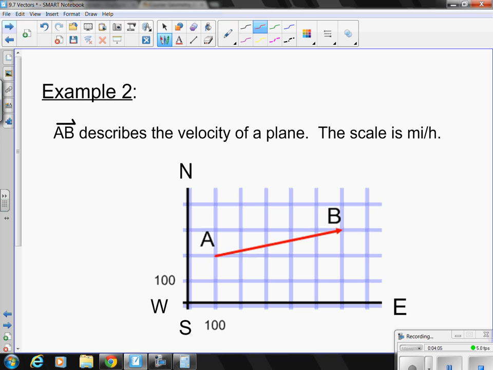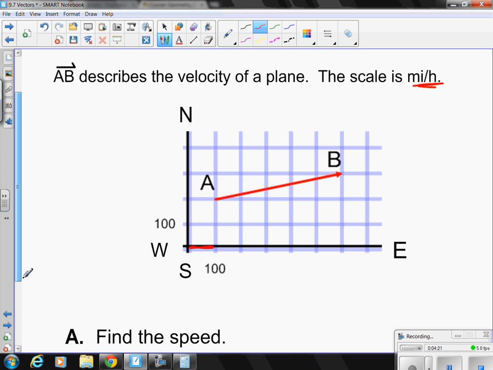Example 2. Vector AB describes the velocity of the plane. The scale is in miles per hour. So this represents 100 miles per hour. We want to know how far the plane is going if this is the vector the plane is traveling in. So find the speed of the plane. We want to find its magnitude. If we go over 2, 4, 5, that's actually 500, but we'll change that at the end, and up 100.